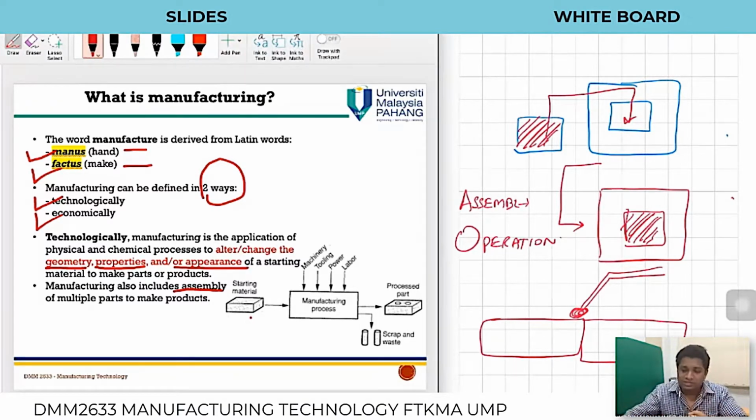Okay, so assembly operation is another thing which is also a part of manufacturing. So changing the shape, changing the geometry, plus changing the properties, plus changing the appearance, plus doing the assembly operation is all contained in the manufacturing process. And this is the technological definition of manufacturing. Now let's move to the economical definition of manufacturing.